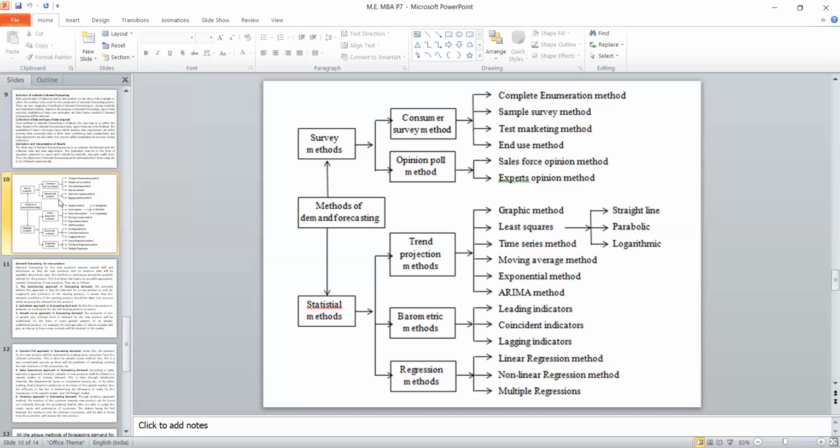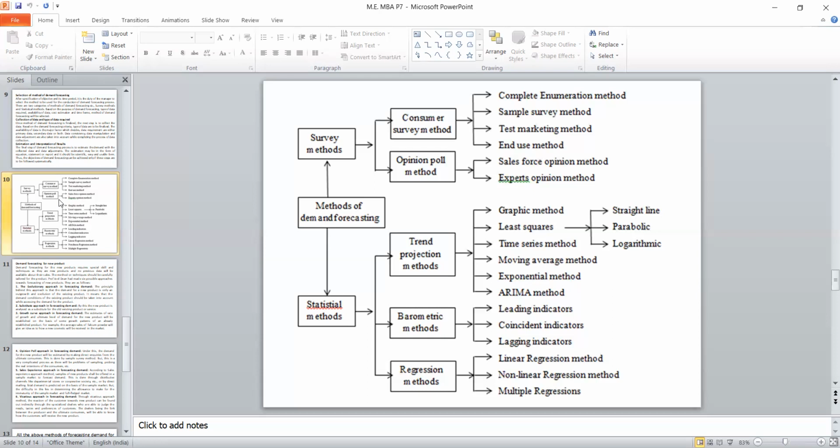So all these six methods come under the survey method. Now we are moving to the statistical method. Here, the statistical method has three different methods: trend projection method, barometric method, and regression method. Our syllabus expects only the least squares, that is, how the demand forecast is done under the least square method or trend projection method. That is included in our syllabus, but actually there are many methods.